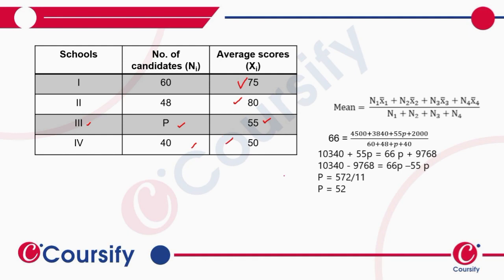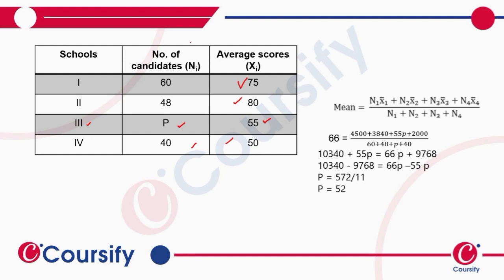Now here we used the formula of mean as n1x1 plus n2x2 plus n3x3 plus n4x4 upon n1, n2, n3, n4. Why did we use this formula? The x1 bar, x2 bar, x3 bar, x4 bar here are the average scores. That means they are already the averages. But if you see, it is quite the same formula.